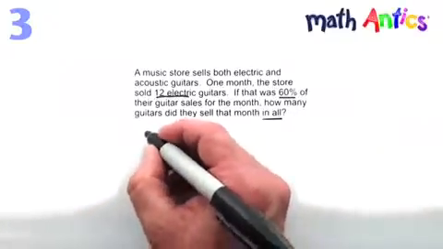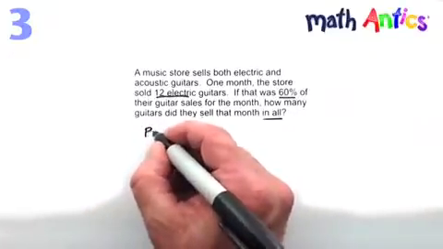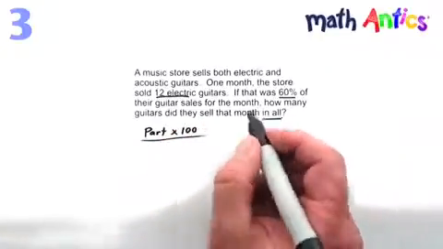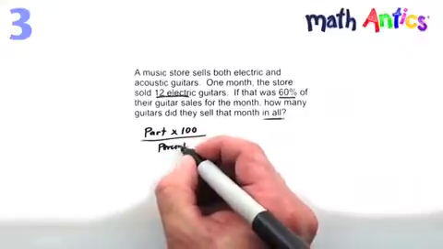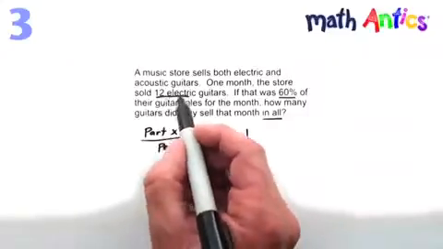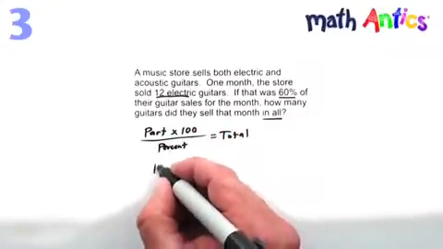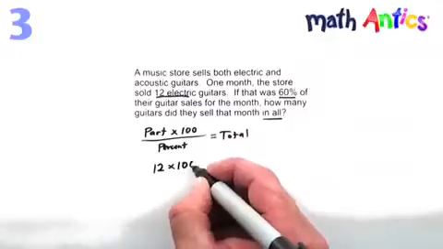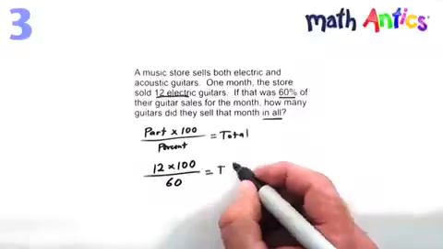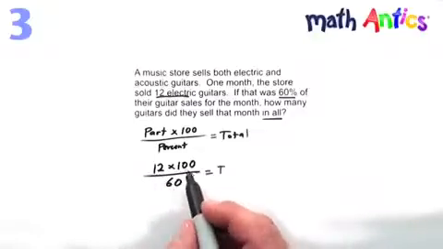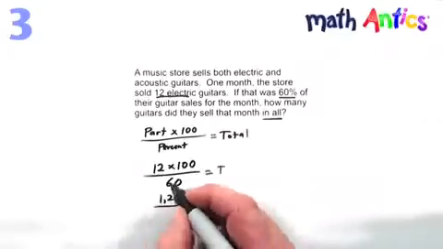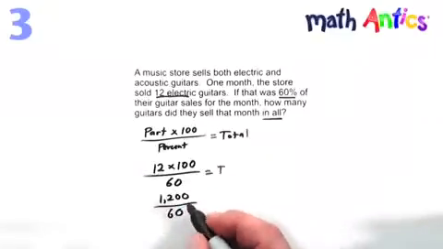So we take our formula for finding the total, which says that we take the part that we know, we multiply that times 100, and we divide it by the percent, and that's going to give us the total. So we just plug in what we know. 12 is the part that were electric, so we'll plug in 12 on top times 100, and then the percent is 60%. So 12 times 100 is going to be 1,200. We're going to divide that by 60 to get our total.